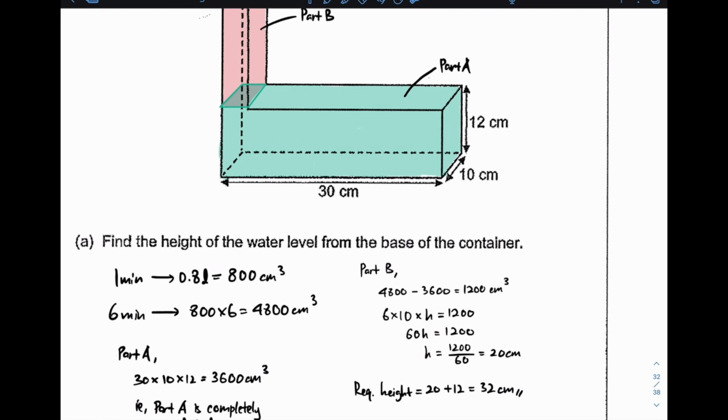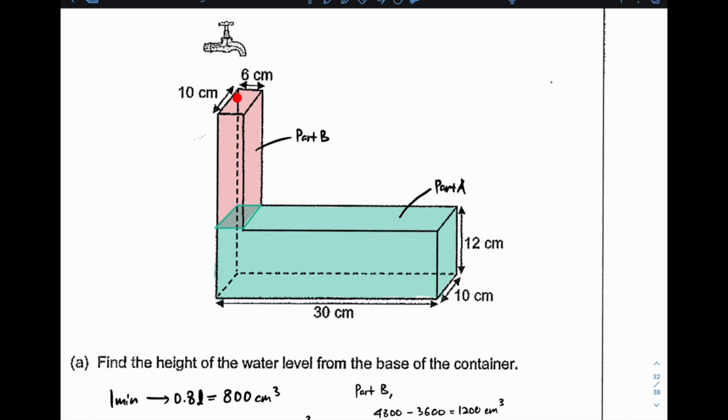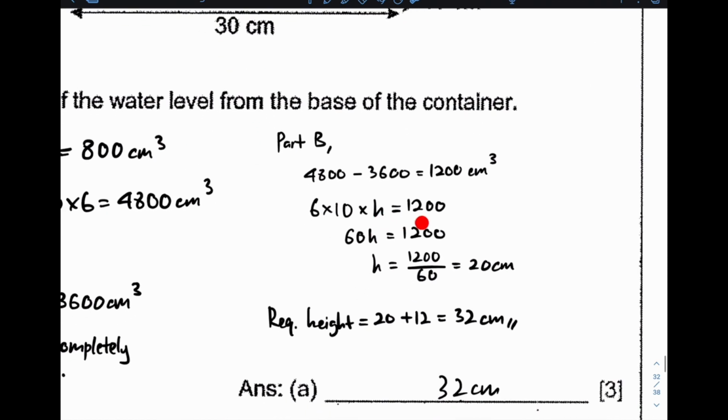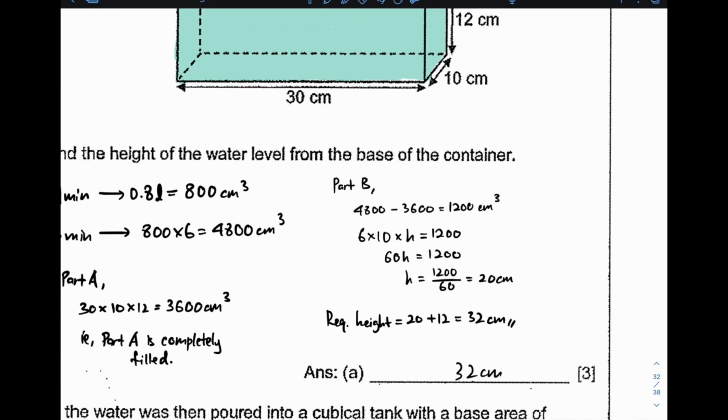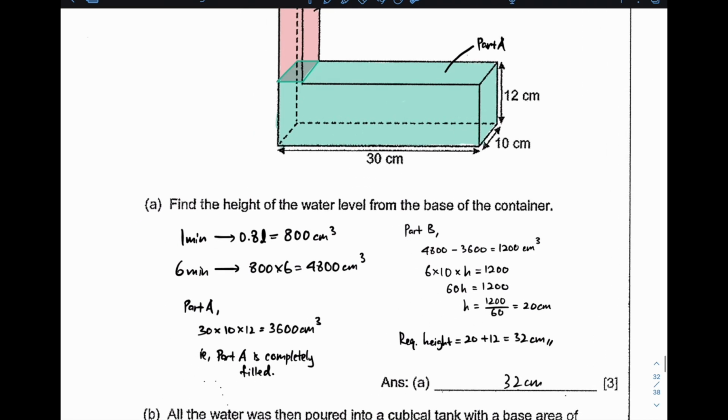Okay, so let's see what's the height, shall we? We've got base area of 60, 6 times 10. Base area times a mysterious height gives us 1200. We therefore can find that h is 20 centimeters. So basically, what is the height? It's going to be the entire 12 plus the 20 from part B. And therefore, the answer is 32 centimeters.